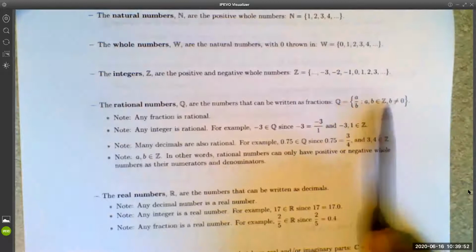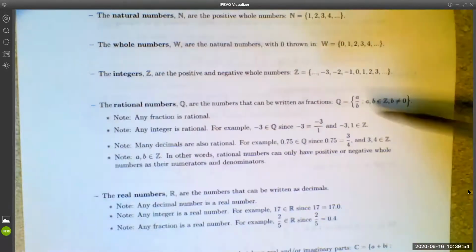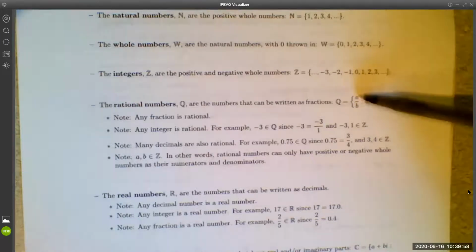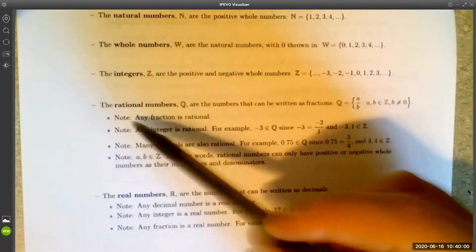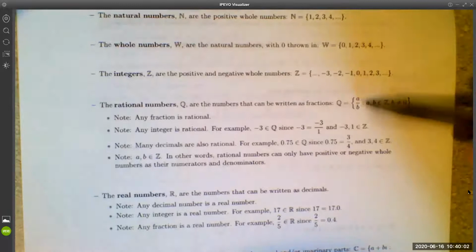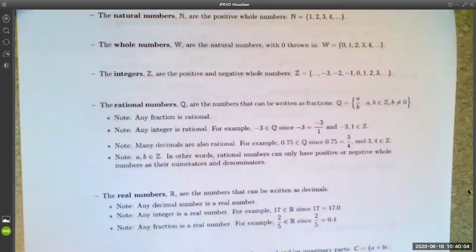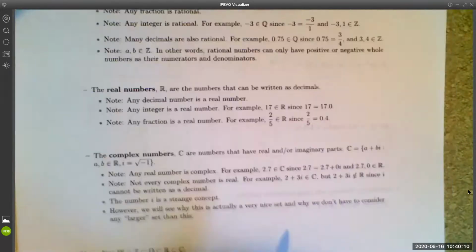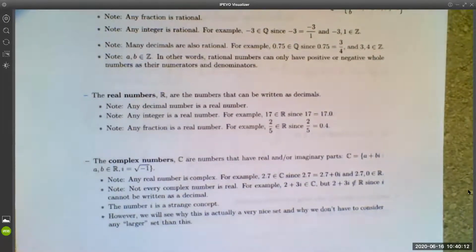Anyway, so in other words, any number that can be rewritten as a ratio of two whole numbers is called a rational number, and that's where the rational numbers get their names. They're ratios of whole numbers. So rational numbers are ratios of whole numbers.